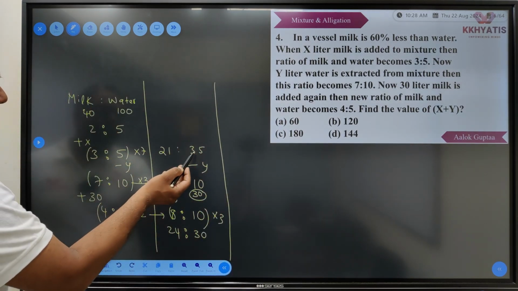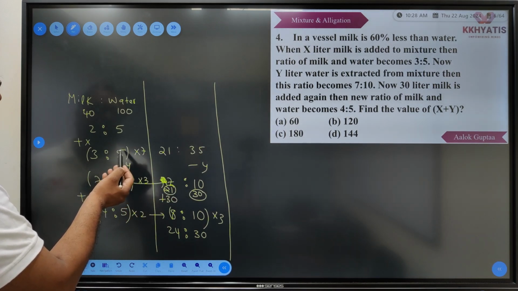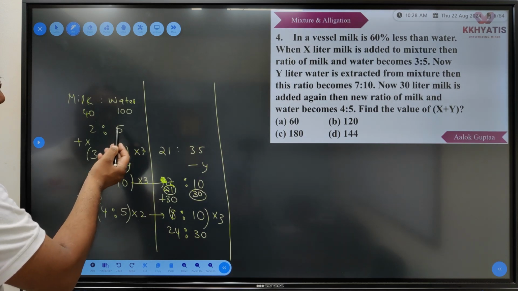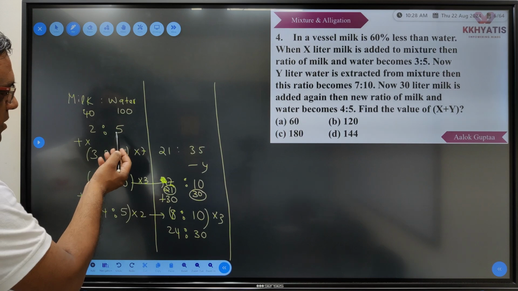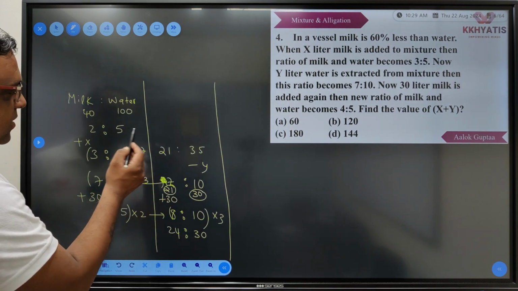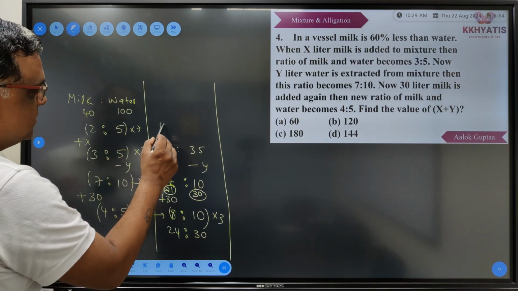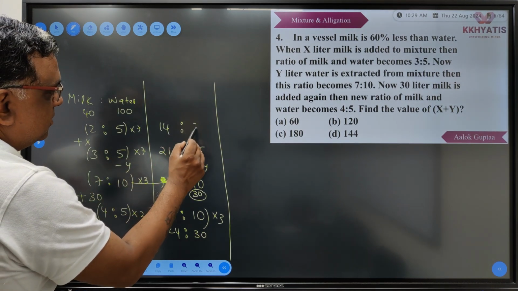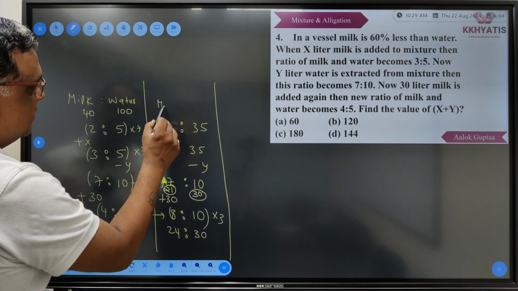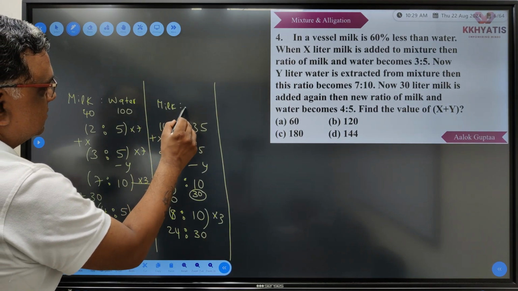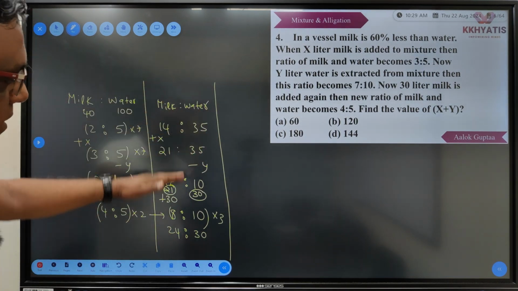Now, if this is 35, this ratio became 35, and I'm adding milk to it, the water should remain unchanged, but water here has changed because here it is 5, here it is 35. So I'll multiply this ratio by 7. So if I multiply this ratio by 7, this will become 14:35. And I'm adding x here. This is milk and this is water. Now everything is in its proper way.